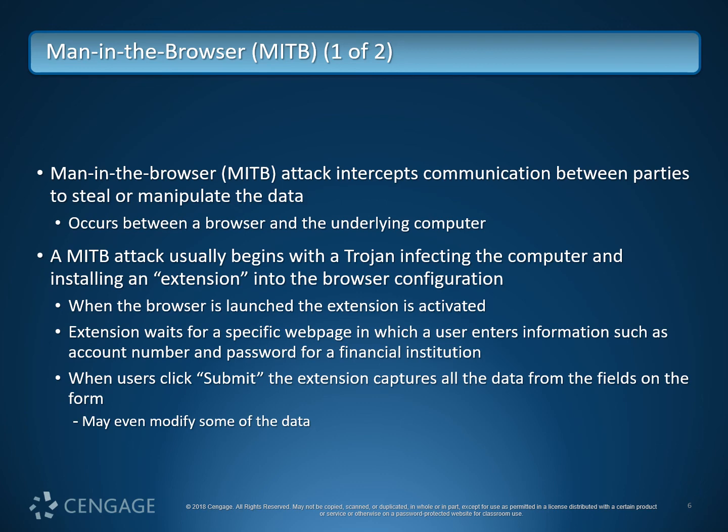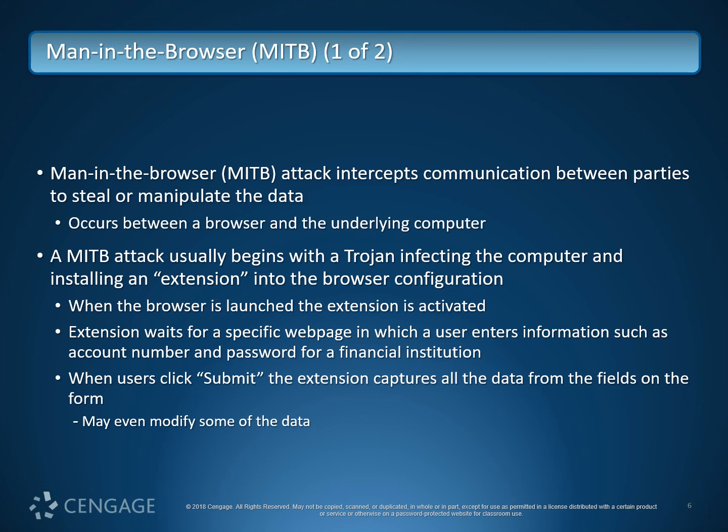Man in the browser attacks usually start off with a Trojan that's infecting the computer and installing some kind of plugin or extension into the browser's configuration. When the browser is launched, the extension is activated, running the malicious code. In certain cases, a specific web page will be activated, looking for usernames, passwords, account numbers, things like that. When the user clicks submit, at that point, the browser can essentially be manipulated into allowing the extension to keep all the data from the fields and even modify some of it.